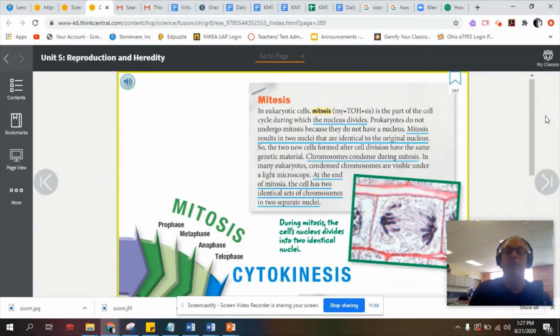Chromosomes condense during mitosis in many eukaryotes. Condensed chromosomes are visible under a light microscope. At the end of mitosis, the cell has two identical sets of chromosomes in two separate nuclei. So what ends up happening is basically in mitosis, one cell splits into two exact copies of itself. They're identical.